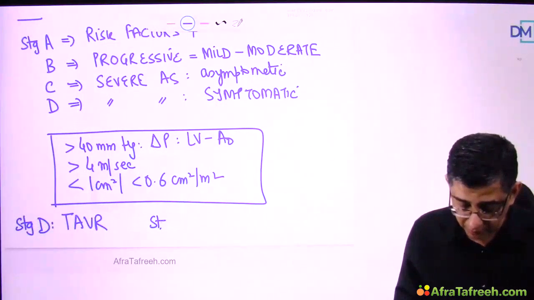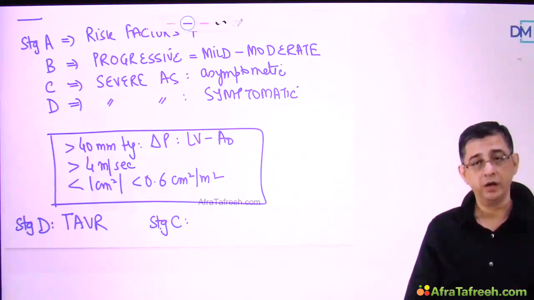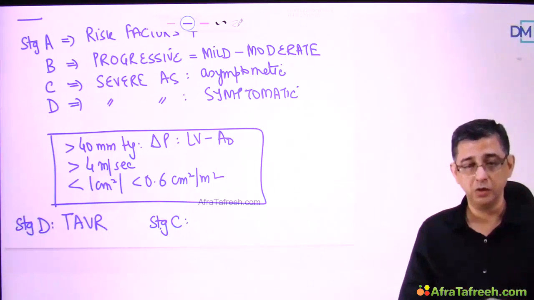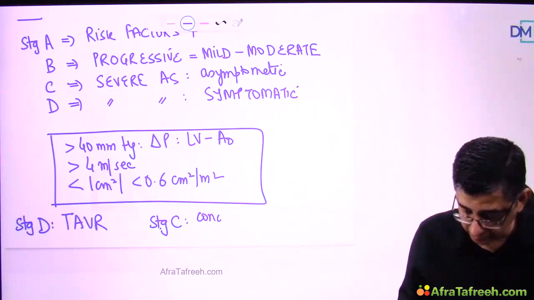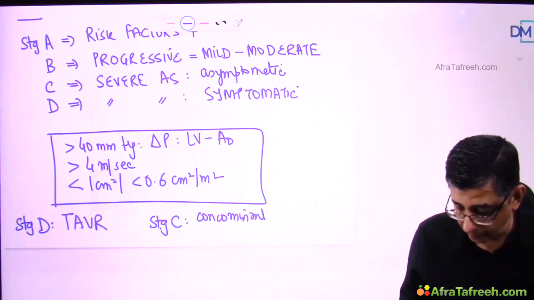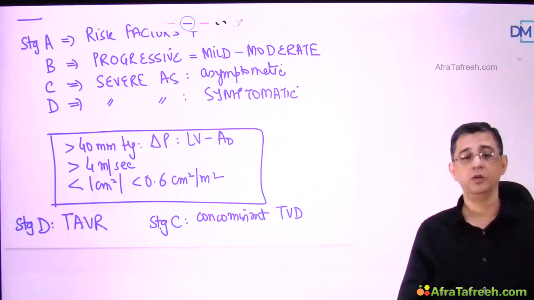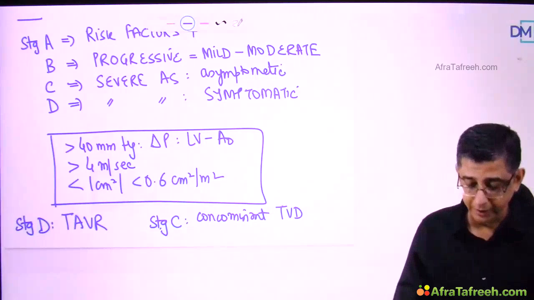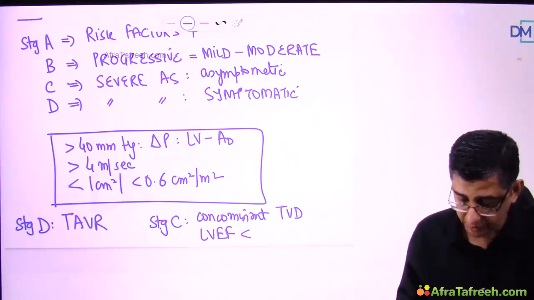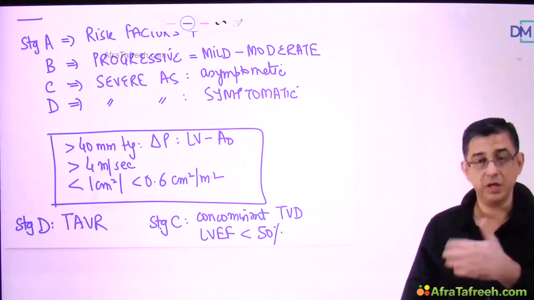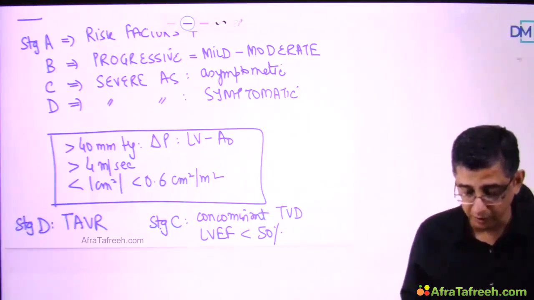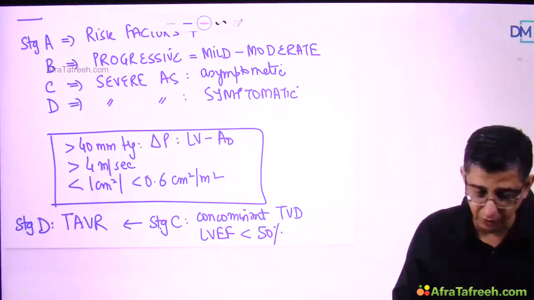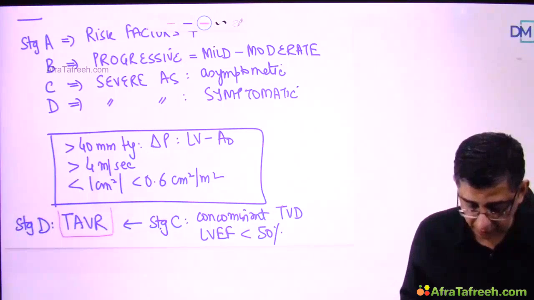Now suppose the question says the person is stage C, that means he is asymptomatic. In an asymptomatic patient, there must be the presence of concomitant risk factors. So what could be concomitant risk factors that could be given in a question? The example could be that the person is having a concomitant triple vessel disease, a concomitant narrowing of the aortic valve of the patient, or there could be a decreased ejection fraction, like left ventricular ejection fraction less than 50%. So though the patient is asymptomatic, there must be something extra in the heart for you to think in terms of a TAVR in the patient. So the treatment of choice for the patient is obviously going to be answered as transcatheter aortic valve replacement.